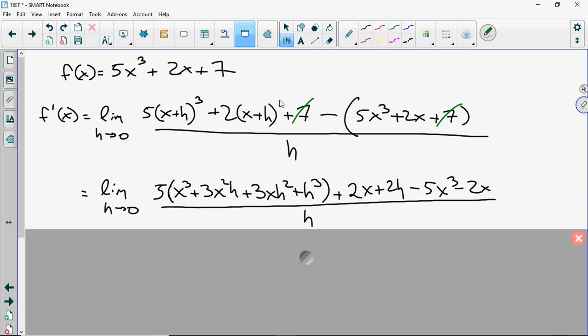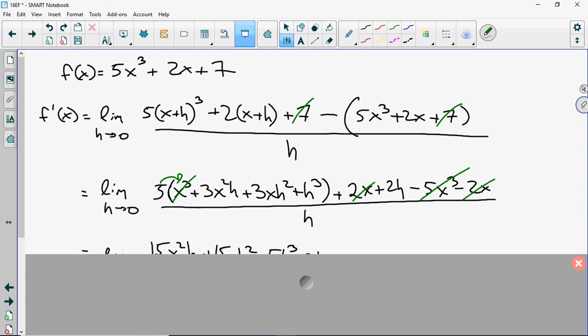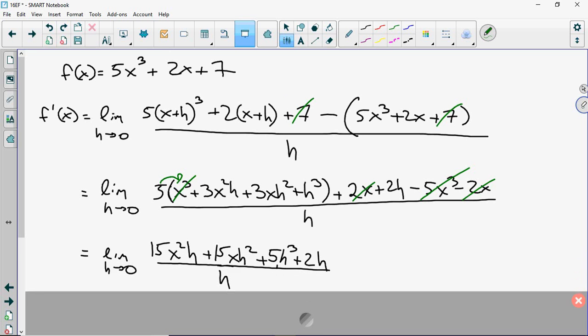There's our expansion. I spot a few other things. The 2x and the minus 2x are going to go. Also, this 5x cubed, and when we distribute that 5 with that x cubed, they're going to go, leaving us with just this. And this is good. When you do these, you want to eventually be able to get rid of the h in the denominator.